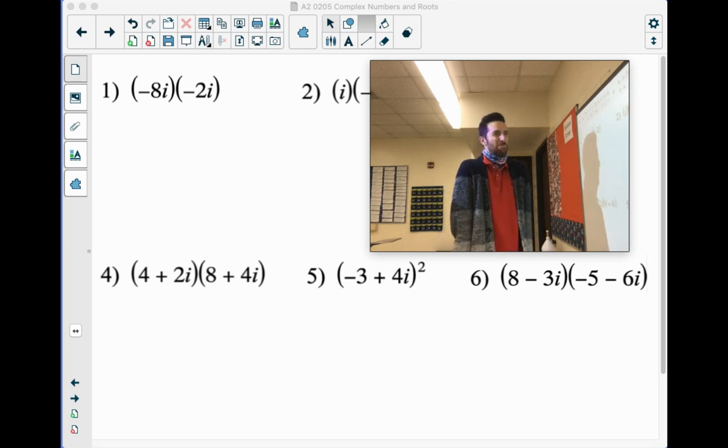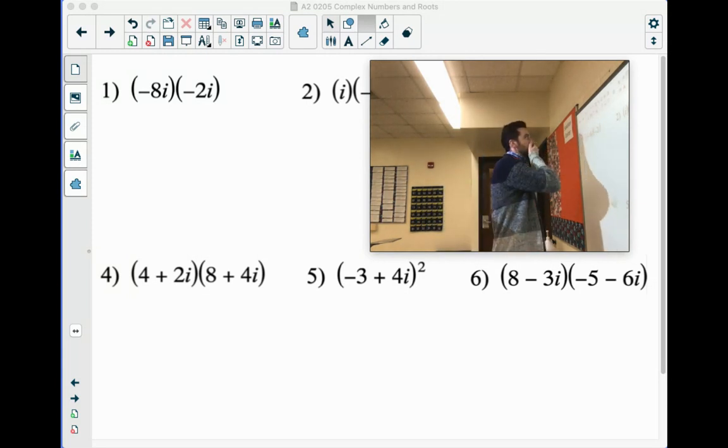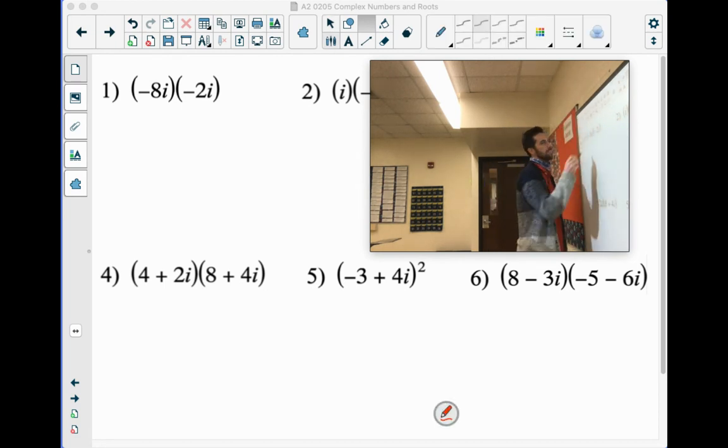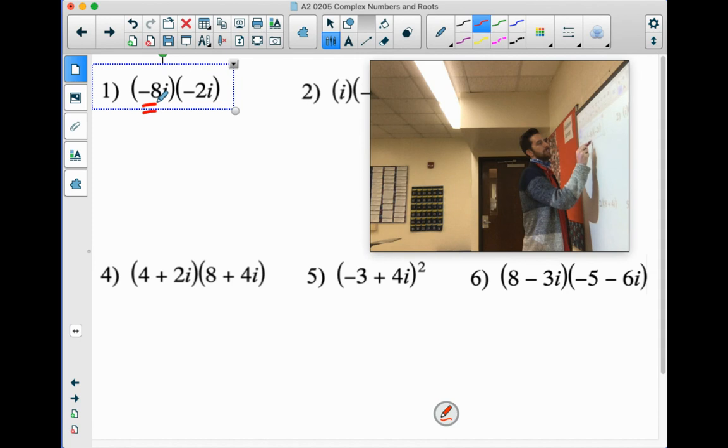Let's talk complicated conjugates, shall we? Okay, so number one, we have to multiply these two terms. Now, the regular numbers, easy. -8 times -2 is positive 16. But when you do i times i, you get i squared.